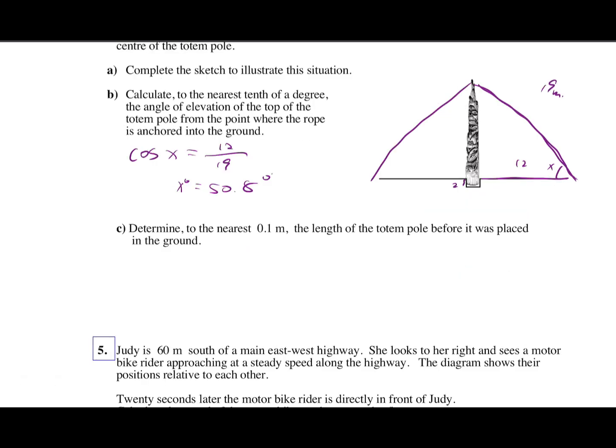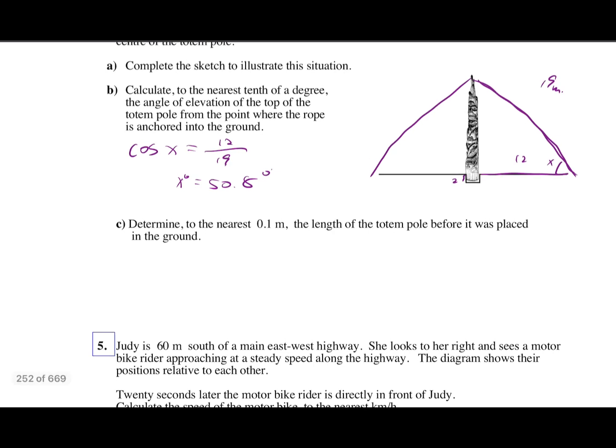Okay, for the length of the pole, you can use many ways to find this part. You can use the Pythagorean theorem, or you can use cosine or sine. For this part, I use the Pythagorean theorem. So y squared equals 19 squared minus 12 squared. So y squared equals 217.